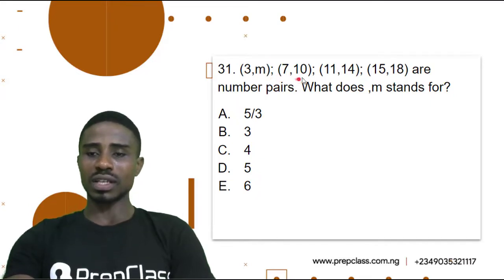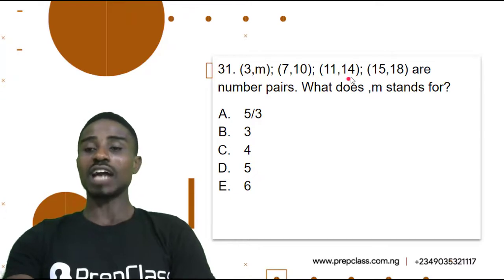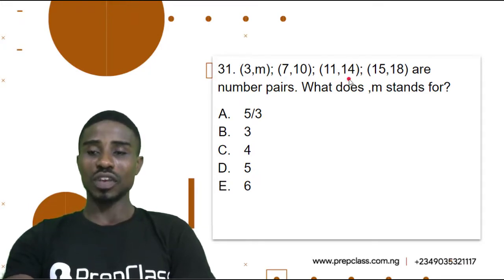So 7 and 10. What's the difference between 7 and 10? It is actually 3 because 10 minus 7 will give you 3. Let's try out the next one. 11 and 14. The difference between 11 and 14 is 3 because 14 minus 11 will give you 3. And we have 15 and 18.